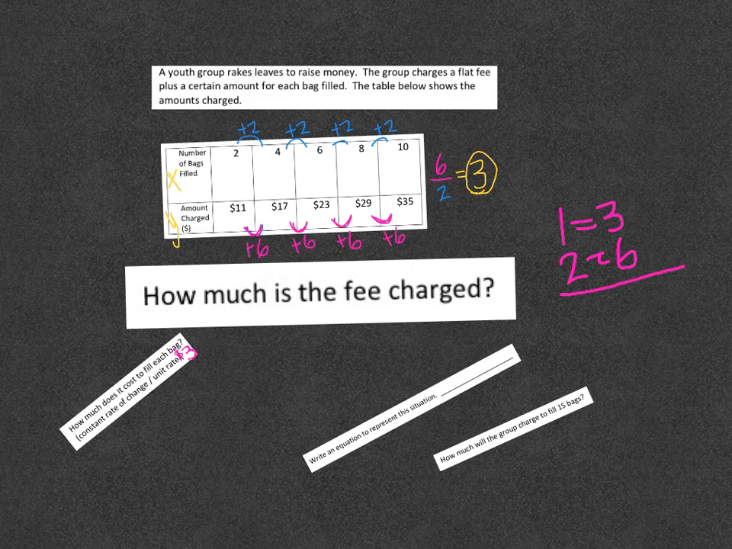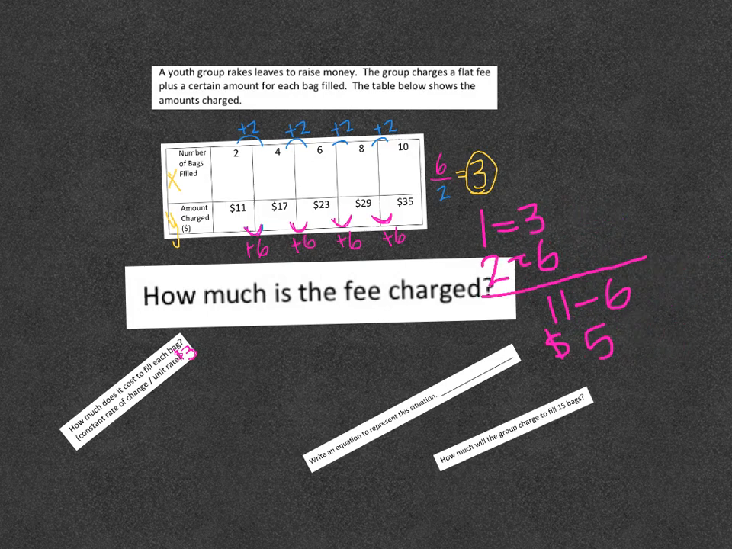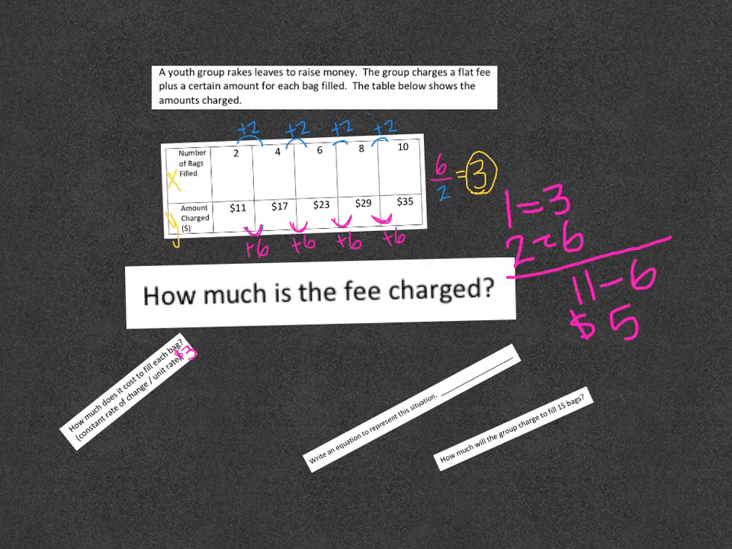Since 2 bags are supposed to only cost $6, I need to do what the chart says and take off the $6 that I know it is, and then what's left over would be $5. $5 would be my fee. I'm going to move that so you guys have some space. The fee would be $5. $5 for the fee.